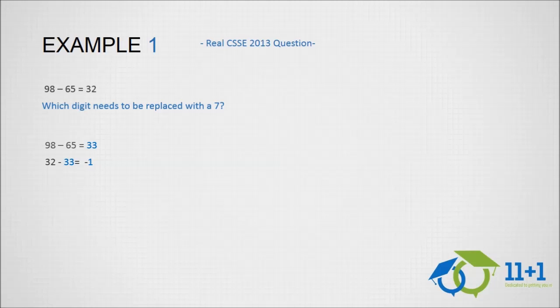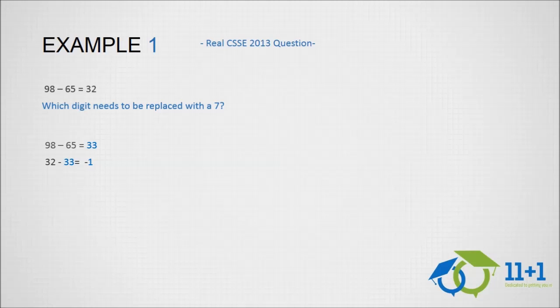This means one number needs to be reduced by 1 on the left, or one number needs to be increased by 1 on the right of the equal sign in order for the calculation to be correct. So let's start with the 32 on the right. 32 plus 1 would be 33 and the question would be correct. However, there's no 7 in that, so we can't do that. 65 take away 1 would be 64, which also would make the question correct, but doesn't contain 7, so that's not the right answer either.